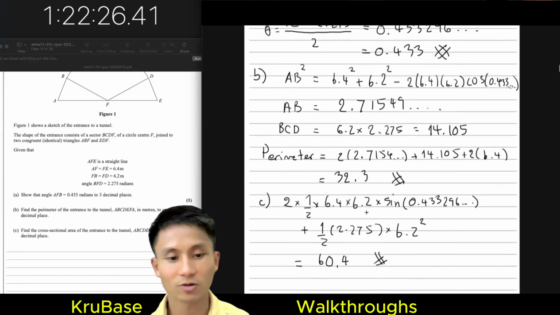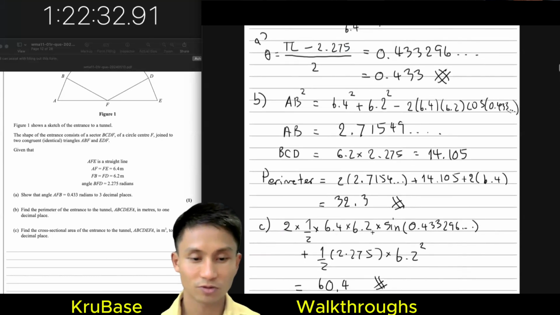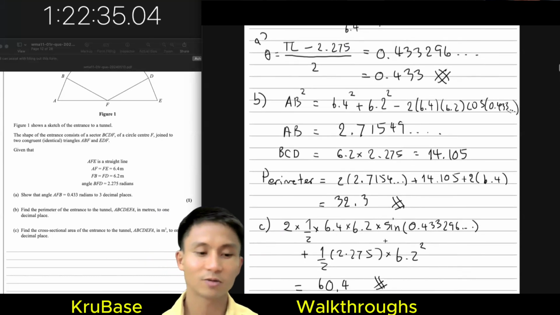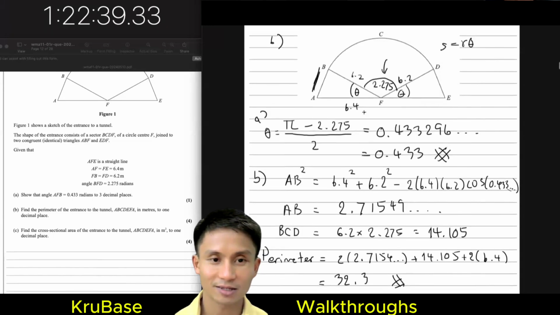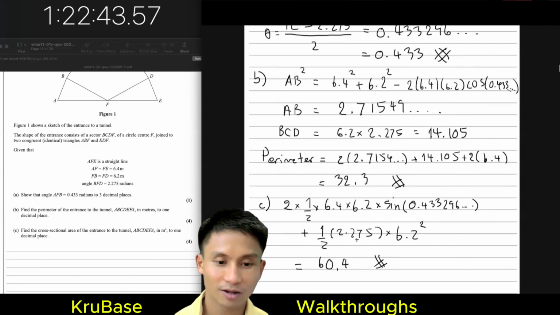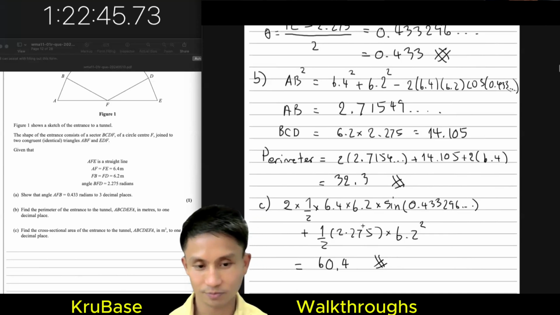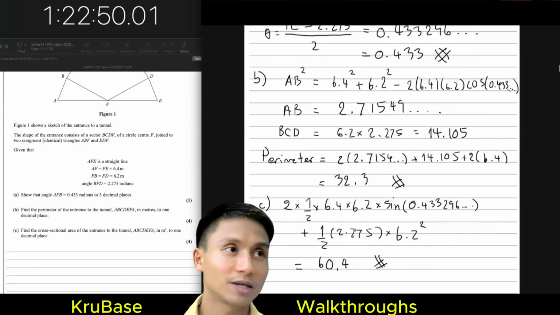Find the cross-sectional area now. It's 2 of the triangles and 1 of the sector. So for the triangle, I use the formula when you know the angle and the sides. And this is it. So the angle is just that. We found it earlier. And then add with that, which is the area of a sector there. Half theta r squared.